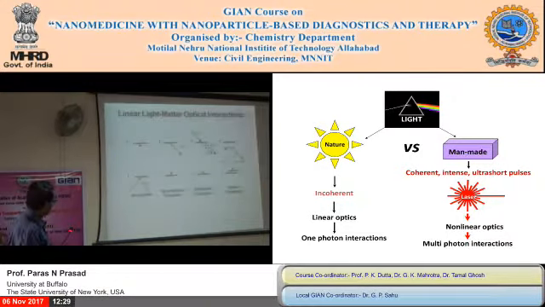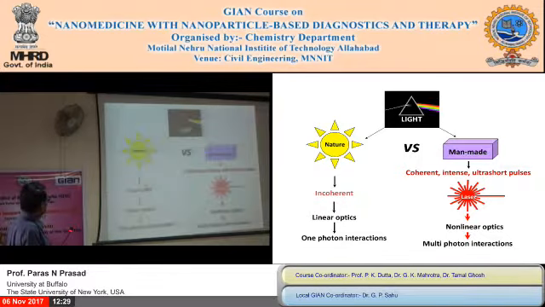Linear optics means one photon doing the job for one molecule. So you have one photon being absorbed, or one photon being emitted, one photon being scattered to another photon. This is what is called a linear process, okay? Why? Because the light is not as strong, it's not coherent, so you do linear one photon interaction.